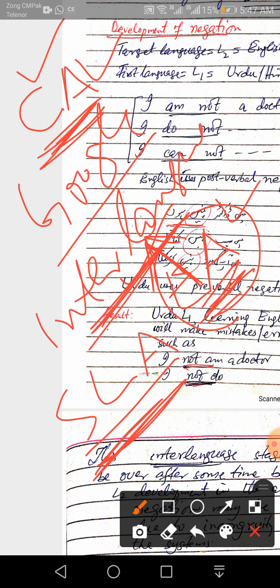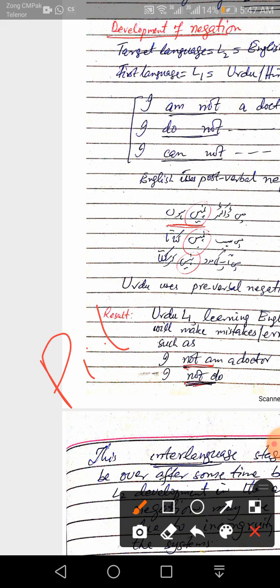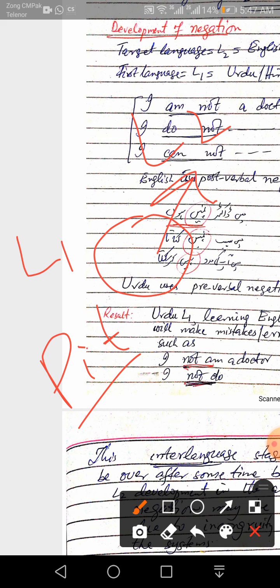And so Pit Corder is an authority on error analysis. And he says these errors should be taken with magnanimity of heart, and rather we should appreciate the learner that he or she is constructing a new language. While transitioning from L1 to L2, in between he is constructing a new language, and he is hypothesizing about different systems of L2.